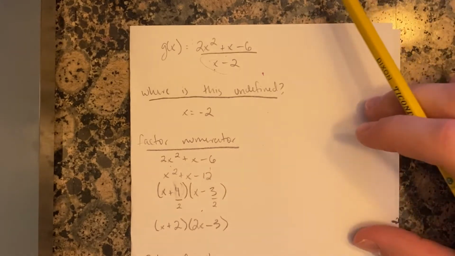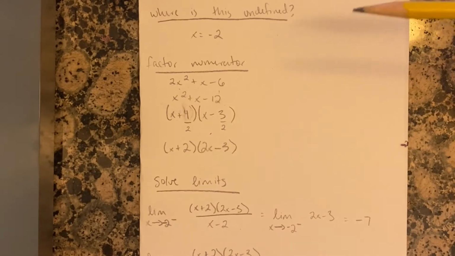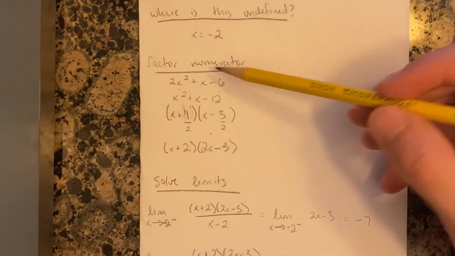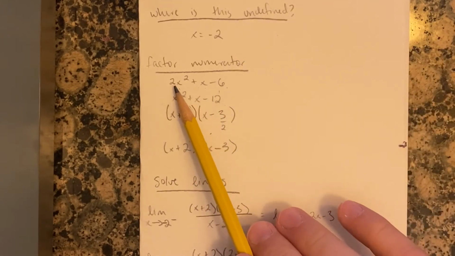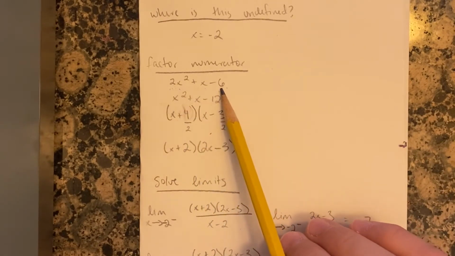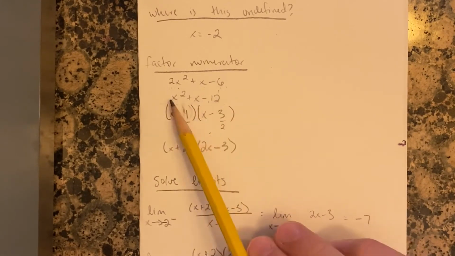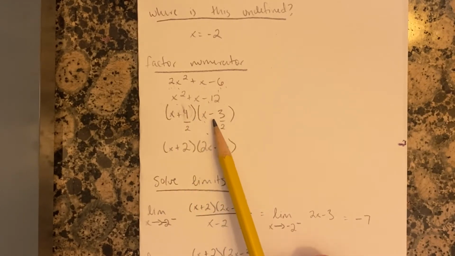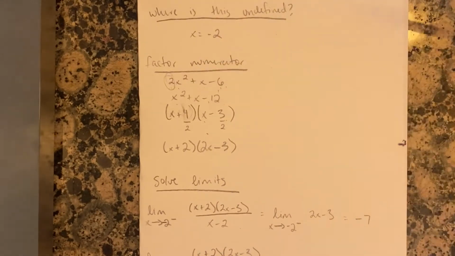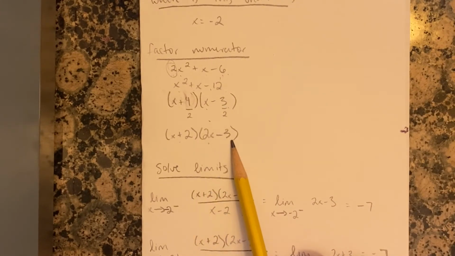So after we find this, we can go on and factor the numerator, which will help us later when we try to cancel our numerator and denominator. So we take 2x squared plus x minus 6, and we can use slide and divide by multiplying the 2 by the negative 6, and we now have x squared plus x minus 12. And this we can then factor into x plus 4 and x minus 3. However, we must account for the 2 that we did multiply earlier on. And now we have x plus 2 and 2x minus 3.